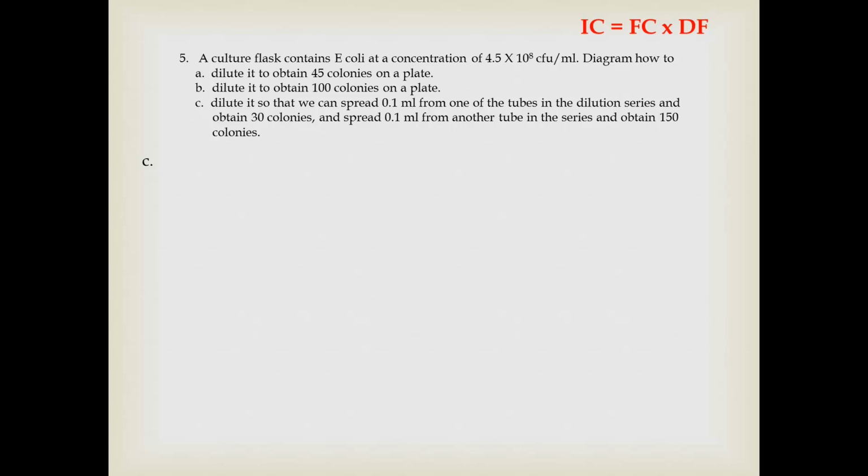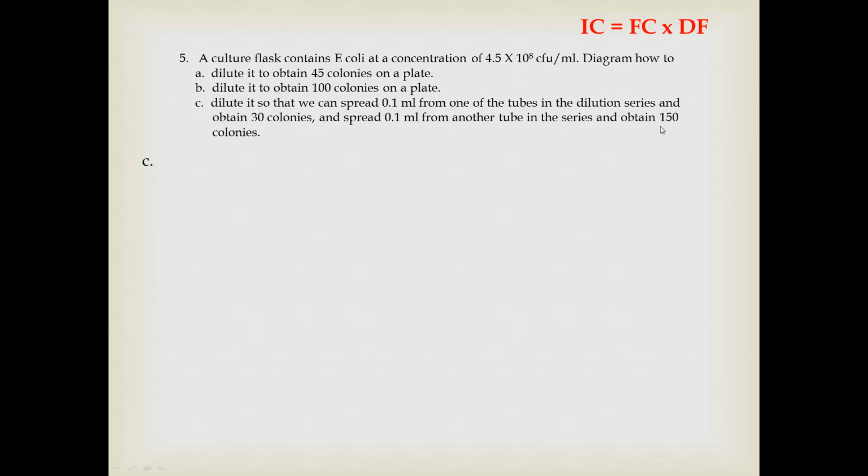The one that gives us 30 colonies is going to come after the one that is giving us 150. So let's start with the one that's giving us 150 colonies. That's going to be a little easier. And this is exactly the way we just did 5A and 5B, so this should be really familiar to you if you have watched the other video. And if you haven't, I strongly suggest you do. So let's start right there.